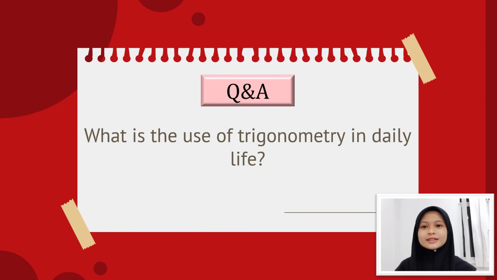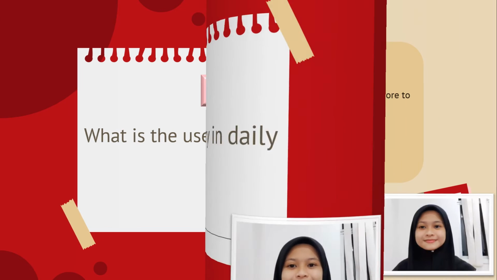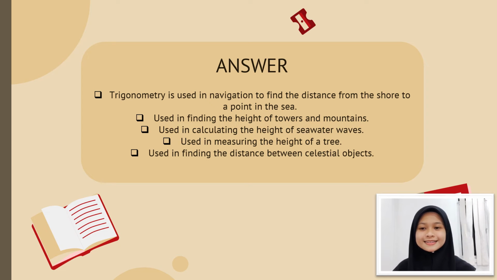The first question: what is the use of trigonometry in daily life? The answer is, first, trigonometry is used in navigation to find the distance from the shore to a point in the sea. Second, it is used in finding the height of towers and mountains. Third, it is used in calculating the height of seawater waves. Fourth, it is used in measuring the height of a tree. And the last one is used in finding the distance of celestial objects.